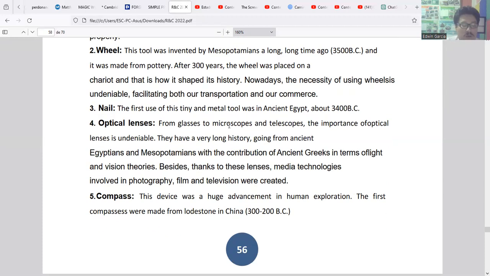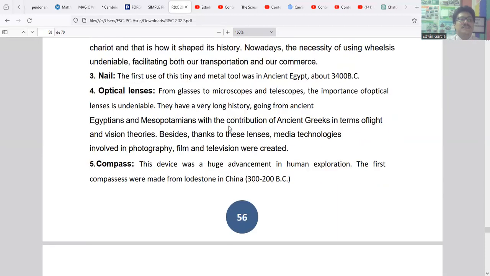Hoy vamos a hablar de los siguientes. El siguiente es el nail, nail. Y las optical lenses. Como el nail está short, vamos a unir el number 3 y el number 4.